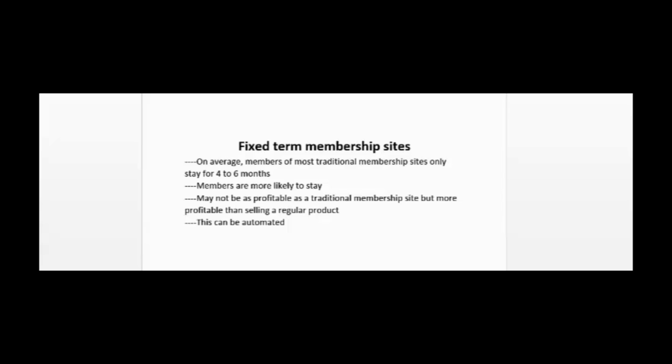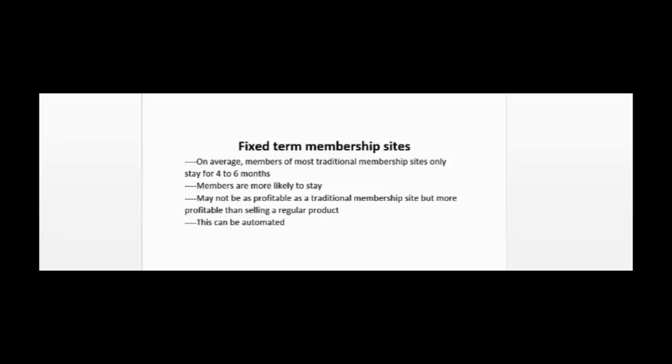A fixed term membership site is different from a traditional membership site in that it does not go on forever. A fixed term membership site ends after a certain period of time. So for example, you could have a fixed term membership site for about 6 months or even a year. Members would get content, let's say every month, and then after a year the content ends, and then they can be considered permanent members. But basically, the members know that they're going to get content for a certain amount of time. Now, you might say, why do this?